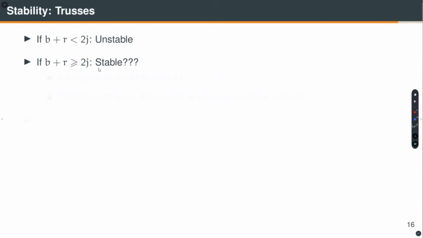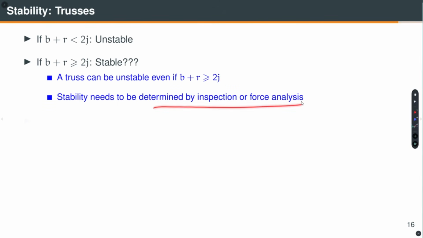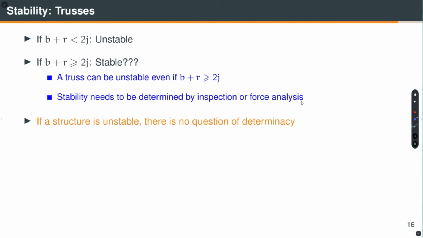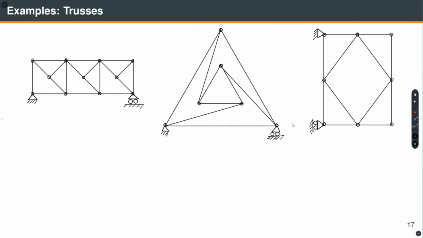But if B plus R is greater than or equal to 2J, does it mean it is stable? No, it need not be. A truss can be unstable even if B plus R is greater than or equal to 2J. So, we should be very careful when we apply this formula. Stability needs to be determined by inspection or a force analysis. Force analysis means you try to solve the problem using statics and you will end up getting conflicting results, which will tell that the structure is unstable. If a structure is unstable, then there is no question of whether it is determinate or indeterminate. So, let us look at some examples very quickly.